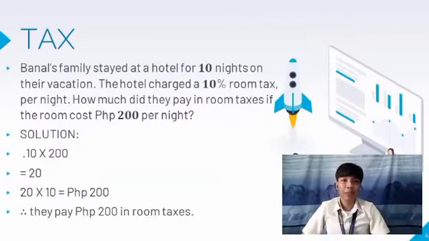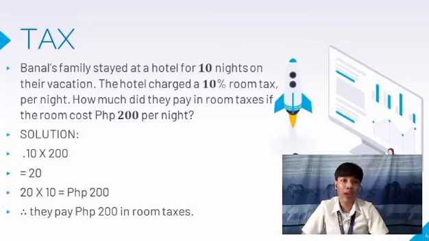First, the task. Banal's family stayed at a hotel for 10 nights on their vacation. The hotel charged 10% room tax per night. How much did they pay in room taxes if the room cost 200 pesos per night? Solution. We convert 10% to decimal, which is 0.10, multiplied by 200, the cost per night. It is equal to 20 pesos. 20 pesos times 10 is equal to 200 pesos. Therefore, they paid 200 pesos in room taxes.